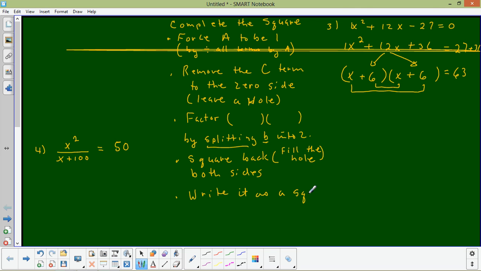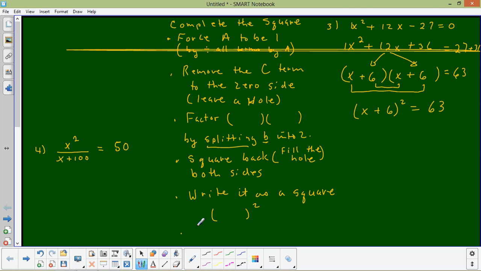Write it as a square. In other words, because you've got the same quantity times itself right here, we can rewrite this expression as x plus 6 to the second power equals, again, on the right, make sure you understand why that's a 63 right there. X plus 6 times x plus 6, you multiply something times itself, it's x plus 6 squared. And then on the right hand side, we had 27 plus 36, and that's 63.